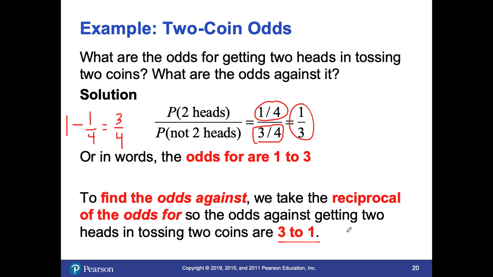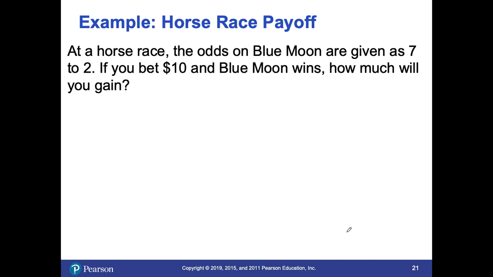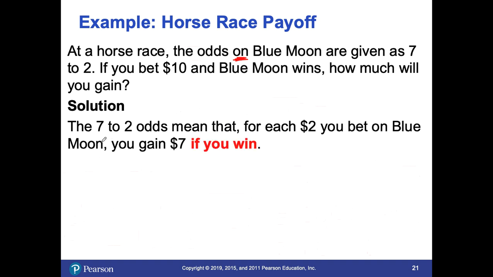Let's check out another gambling problem here. Let's say you're at a horse race and the odds on, remember that means the odds working against you, on Blue Moon are given as 7 to 2. So if you bet $10 and Blue Moon wins, how much do you gain? Well, again, 7 to 2 means that for each $2 you bet, you will get $7 if you win.